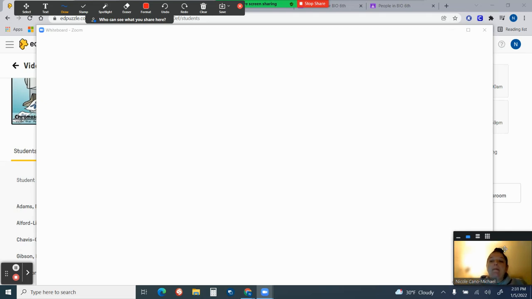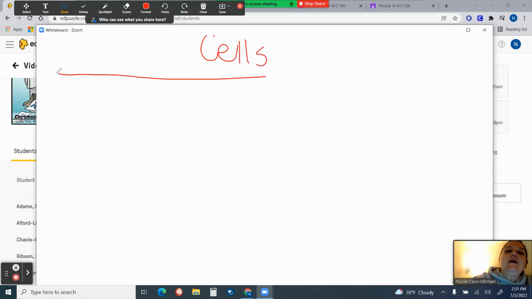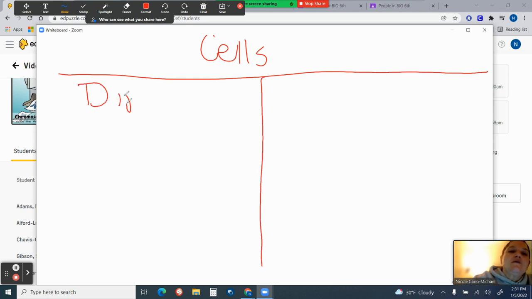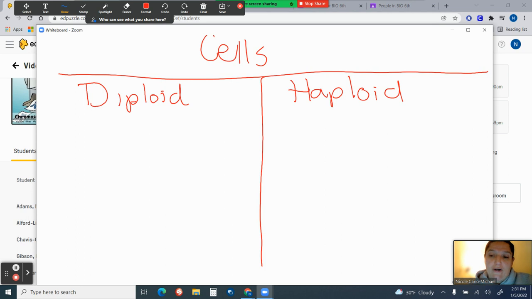Okay. So, part of what you looked at in that Edpuzzle, part of what you saw yesterday in your reading guide was this conversation about haploid and diploid cells. So, what the heck are they talking about? If I'm looking at cells in general, there are two main categories that I can break them into. There are the diploid cells, and there are the haploid cells. So what makes them different from each other?